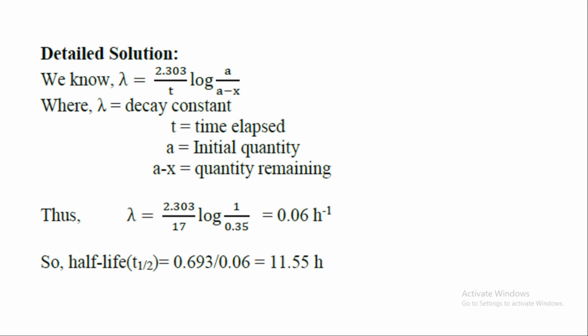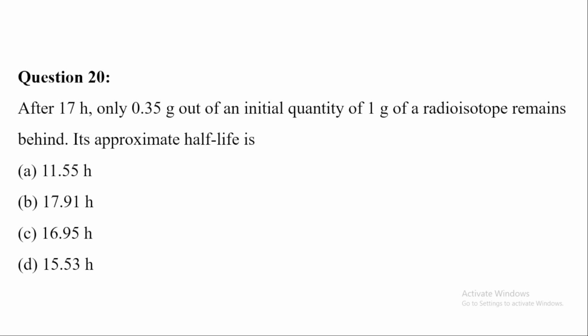T half is nothing but 0.693 divided by lambda. Okay, so 0.693 divided by 0.06, it is coming to 11.55 hours. So half life of this radioisotope is 11.55 hours. That is option number A is the correct answer for this question.